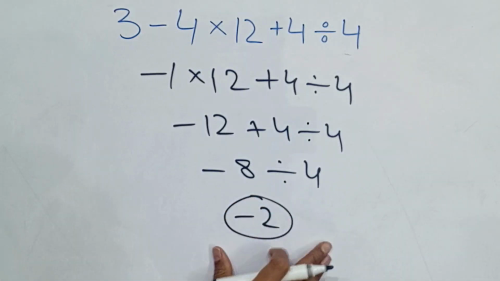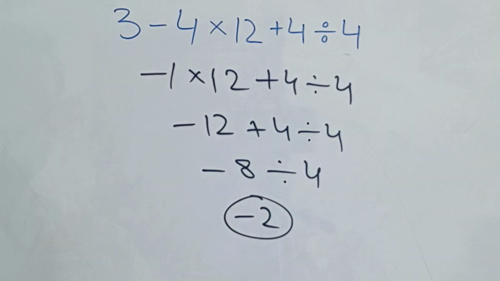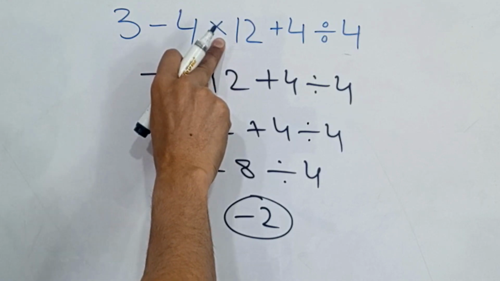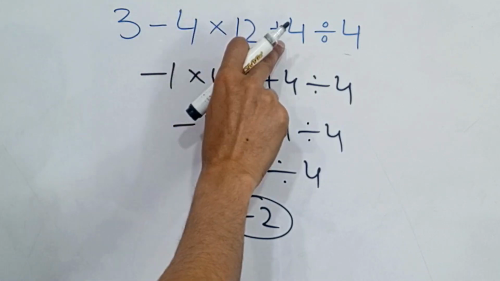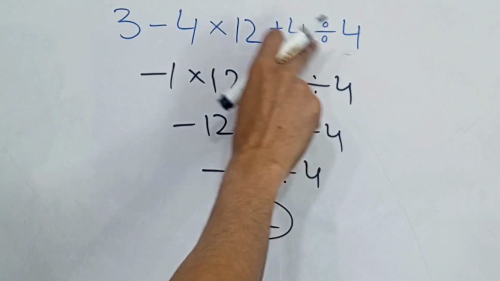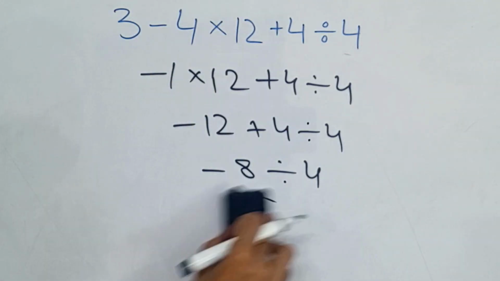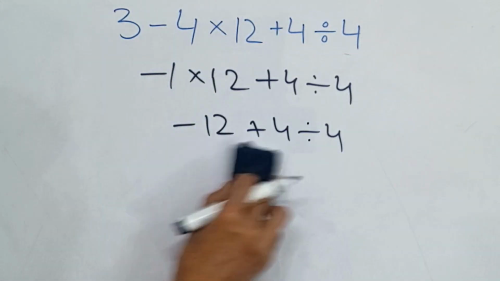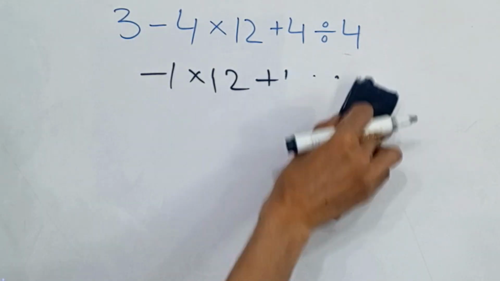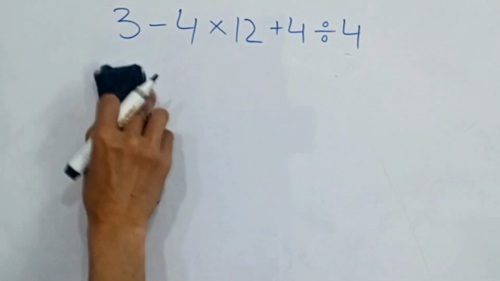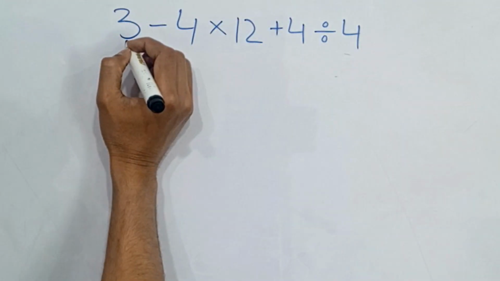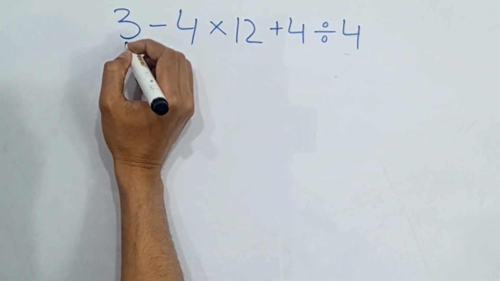But this is not correct, guys, because multiplication must be done before subtraction and addition, and division must be done before addition and subtraction. So follow the order of operations. We use the PEMDAS rule: parentheses first, then exponents, then multiplication and division left to right, then addition and subtraction from left to right. So now let's solve this again.